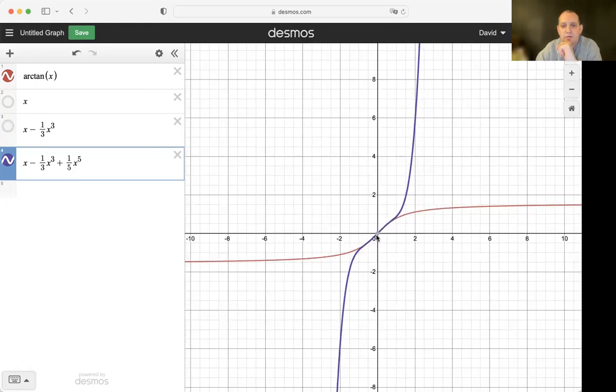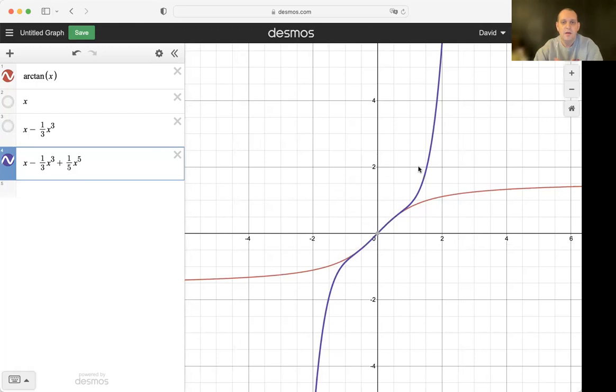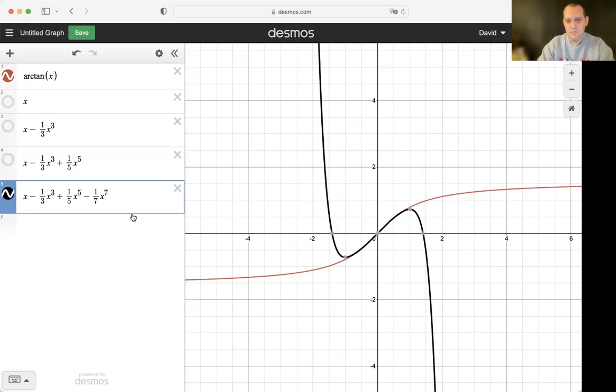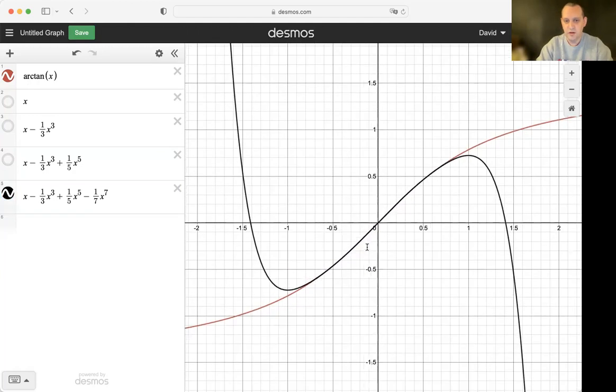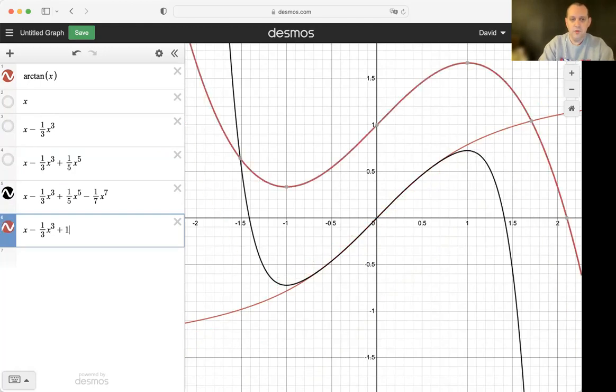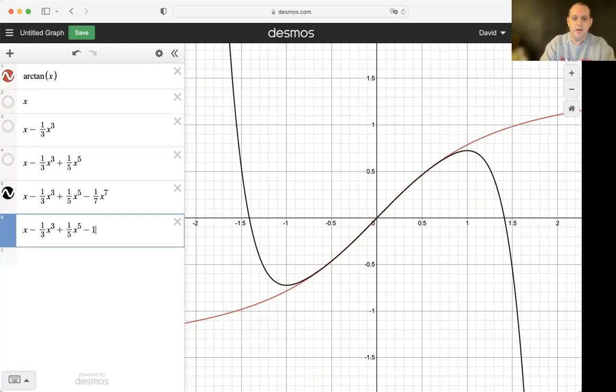Just to zoom out, I don't actually care about what this function's doing away from the interval from negative 1 to 1. This is just going to be a representation of the function between negative 1 and 1. Those are the only values where this is possibly going to be a good power series representation for us. Here we can take the 7th term. That's an even better approximation between negative 1 and 1. And then let's do one more, the 9th term. The more and more terms we add, the better approximation we get. So that's negative 1/7 x to the 7th plus 1/9 x to the 9th. And that's a better approximation still.